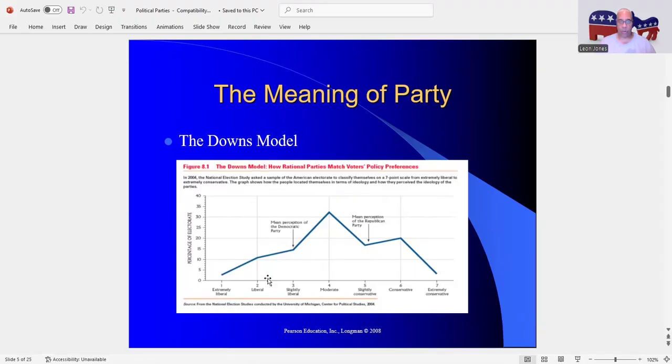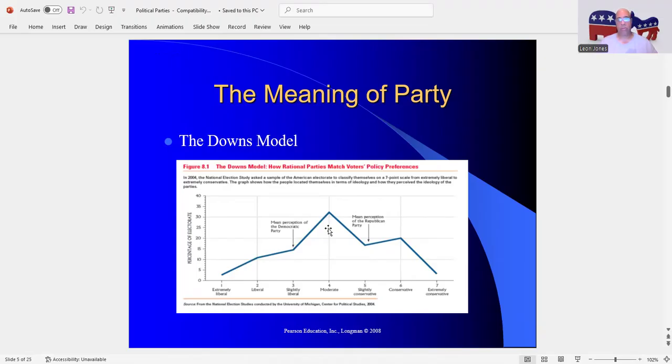Now you have the Downs model. And this is where you look at the ideology. The top, it tells you where most people are. Number 4, most people are moderate. Then you have on the left and the right, really, if you look at the percentage of the electorate, the extreme left and extreme right, they're basically opposite sides of the same coin. But this is where most of the people are. This is right around, I'm going to say 35%.